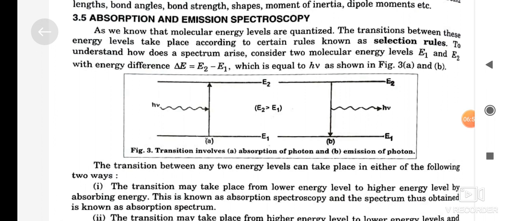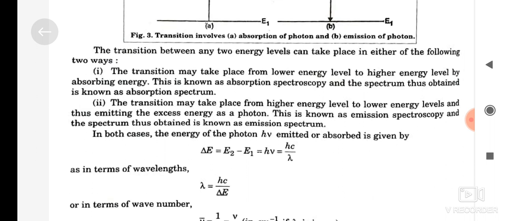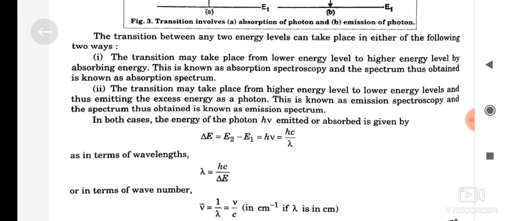As we know that molecular energy levels are quantized, the transitions between these energy levels take place according to certain rules known as selection rules. To understand how a spectrum arises, consider two molecular energy levels E1 and E2 with energy difference ΔE equal to E2 minus E1, which is equal to hν, as shown in figure 3a and b. The transition between any two energy levels can take place in either of the following two ways.